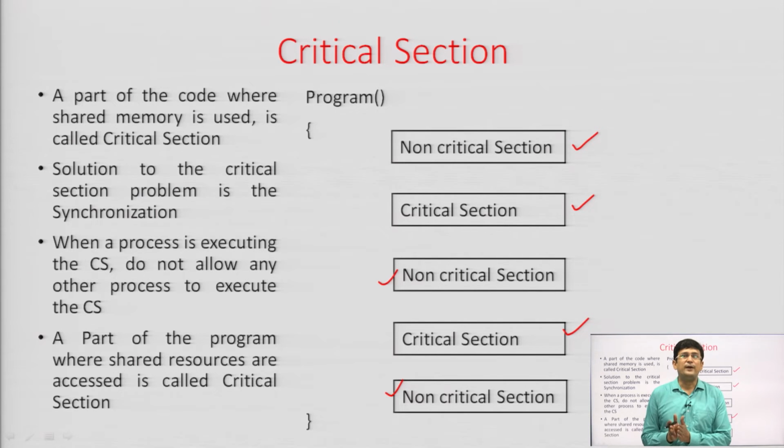Securely means when one process is using the critical section, the other ones should be restricted from using it. It means that we should apply some mechanism, some check before entering the critical section, and we should remove that check when we are exiting the critical section.